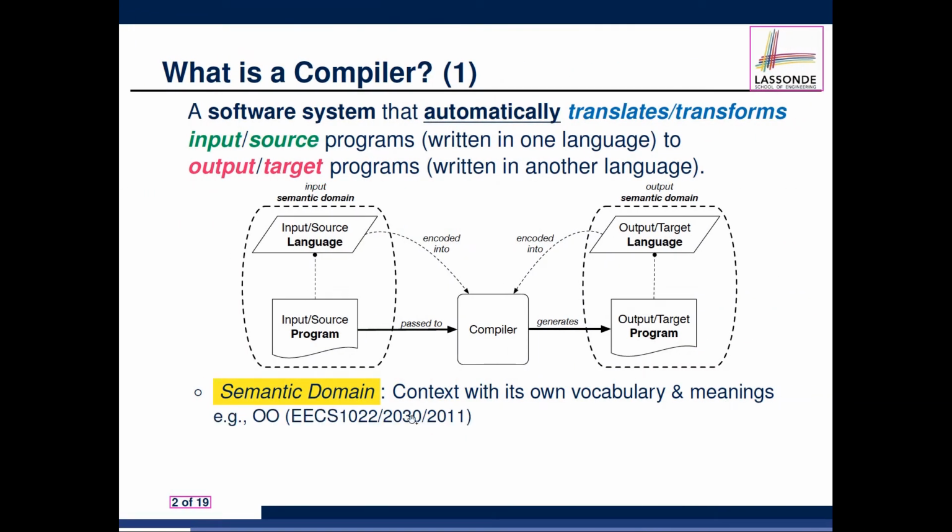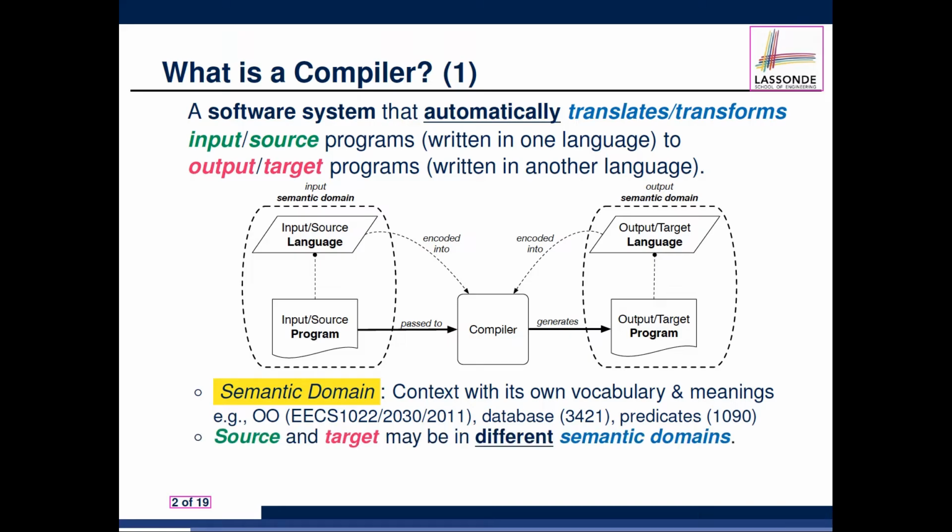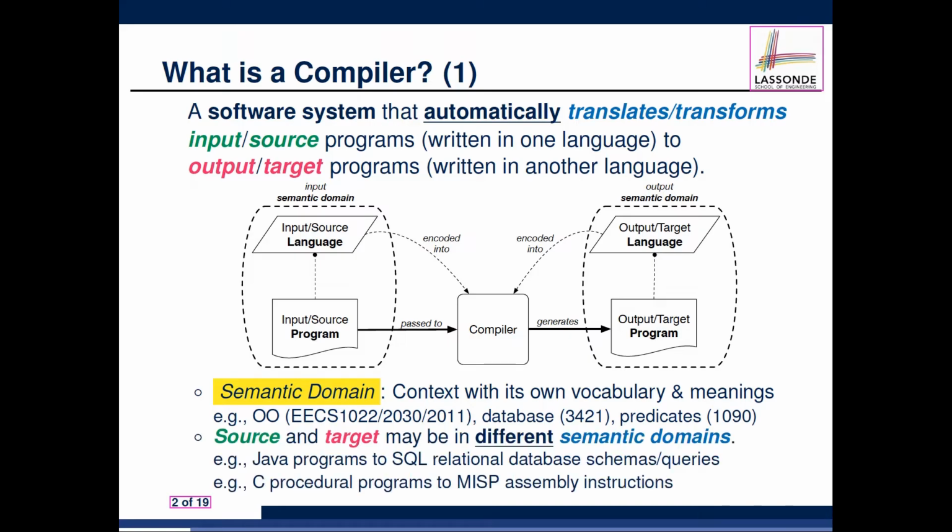Semantic domain. So just some examples. For OO, basically what you learn in those Java courses, and also database, and also predicates. There should be no reason that you cannot turn Java into predicates, what you learn in 1090, as long as you know how to translate it. That's my point about semantic domain. And there might be different semantic domains. And then this one here, C procedural programs to MIPS. I'm pretty sure you guys know MIPS, right? Maybe from 2021, maybe a long time ago, the assembly. It's called MIPS, am I right? MIPS?